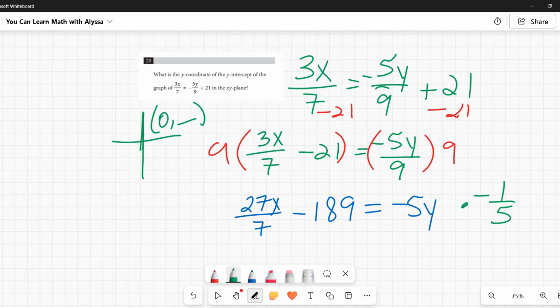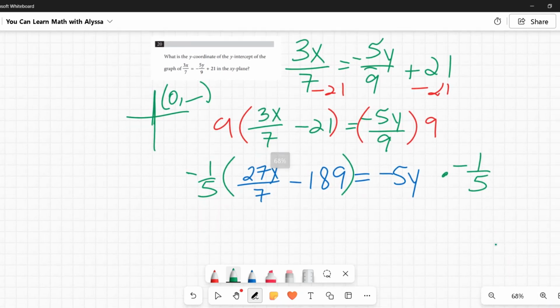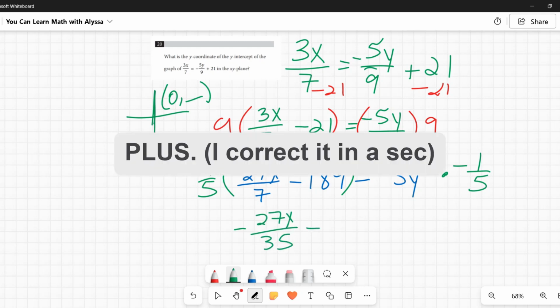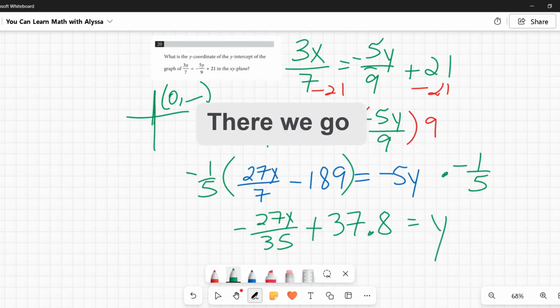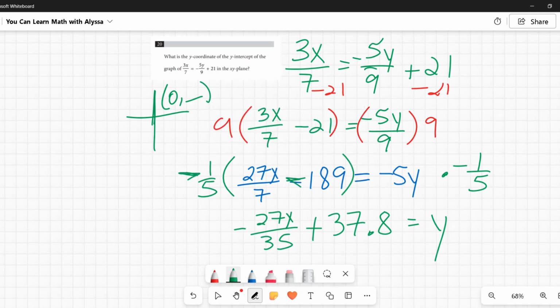That's why I didn't deal with it. So if I multiply everything by -1/5, which is again the same as dividing by -5, I am going to get -27x over 35 minus, putting it in decimal form, 37.8 equals y. And that's actually going to be plus 37.8 because it was a negative times a negative, plus 37.8. And that is another way you can do it.